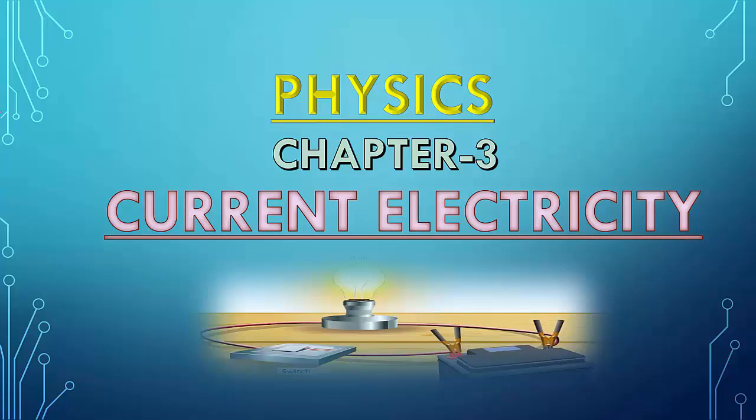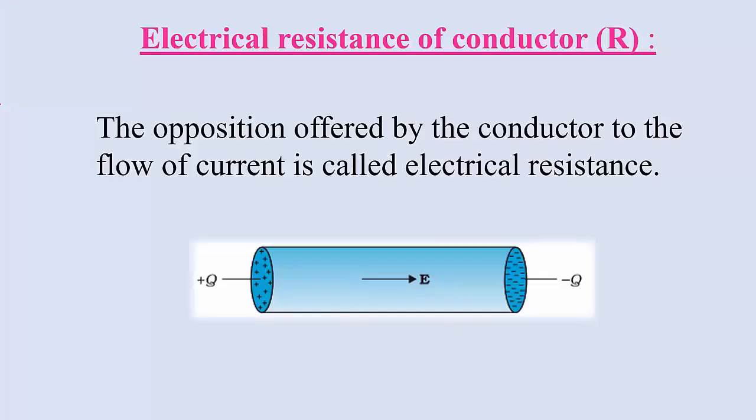I am going to continue chapter 3, that is current electricity. In the last video lecture we discussed what is Ohm's law and its equation, and also we studied about resistance. In today's class we are going to study about resistance, resistivity, conductance and conductivity. Now let us start the class.